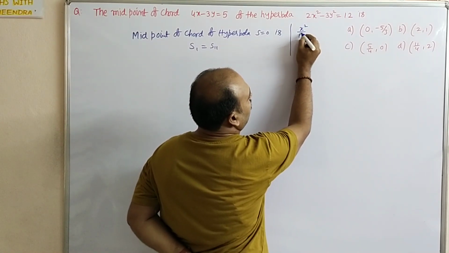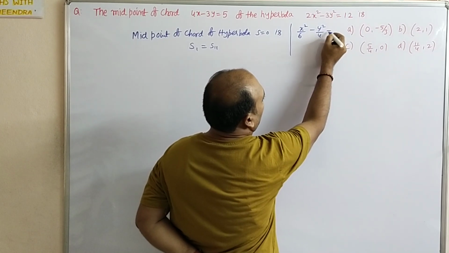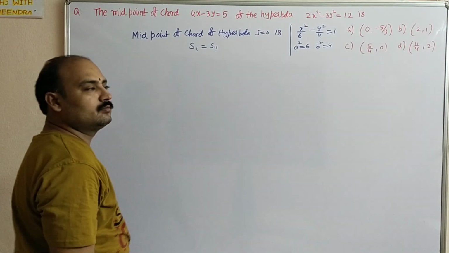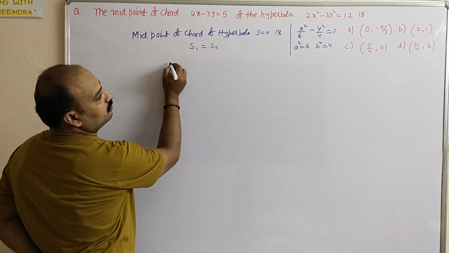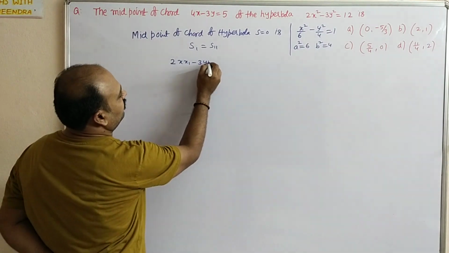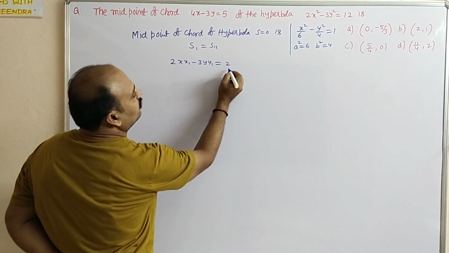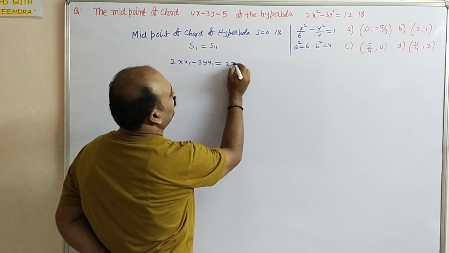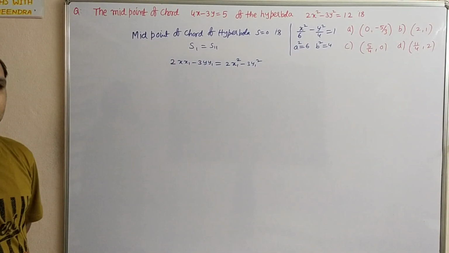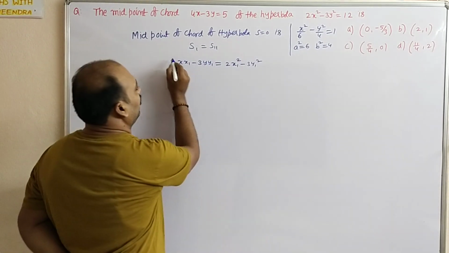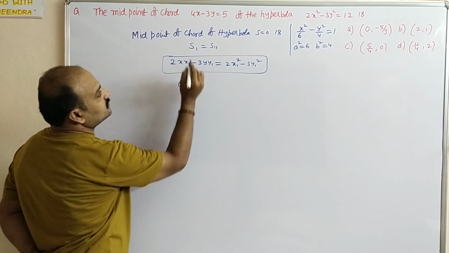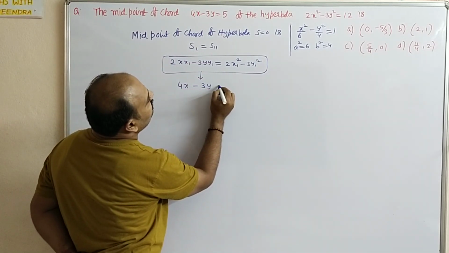So what is the equation of the hyperbola given? Dividing by 12, it will become x square by 6 minus y square by 4 equal to 1. A square equal to 6, B square equal to 4. So write its S1 value. There I am directly writing 2 into xx1 minus 3 into yy1 is equal to 12, anyway it cancels, it will come 2x1 square minus 3y1 square. This is the equation of the midpoint of chord.